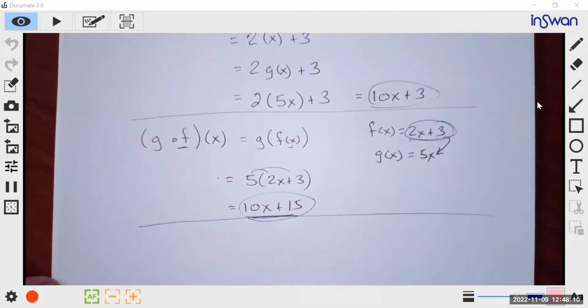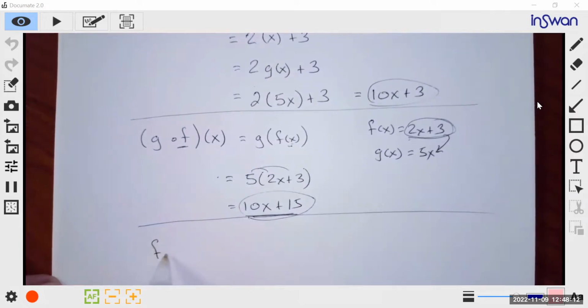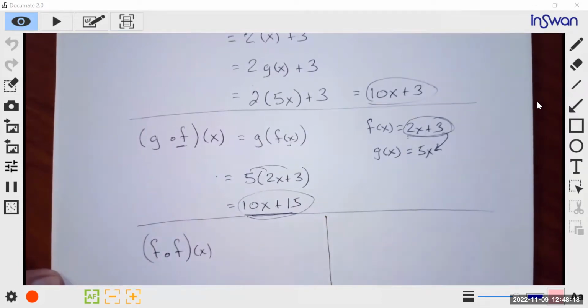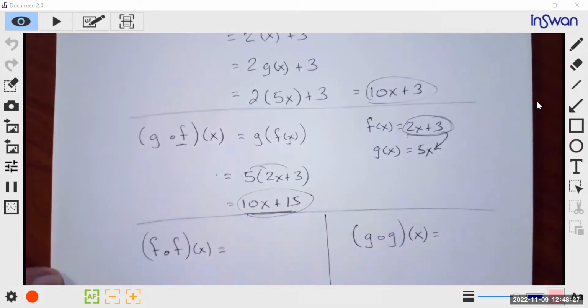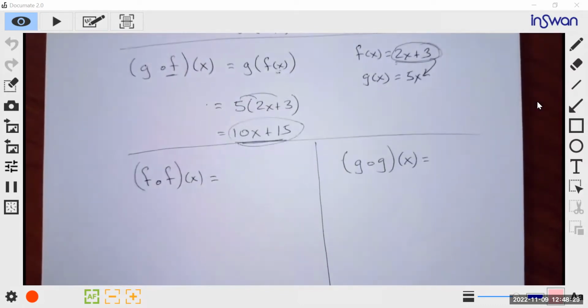Again, with the same 2 functions, find me these 2: Foff and Gog. It sounds weird, but you can tell who's been through college algebra. When you say Foff and Gog, they know what you're talking about. Other than that, it sounds like you're making up words.